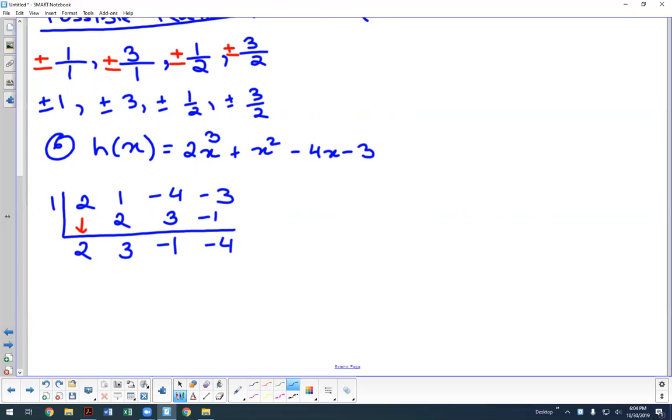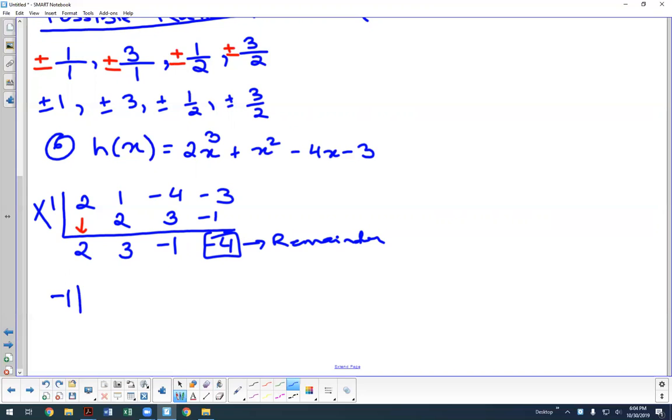and we did not get a 0 remainder now, did we? So this is our remainder. It is non-zero, which means 1 does not work for us. All right, we've tried 1. Now we go back and try -1 from our list.